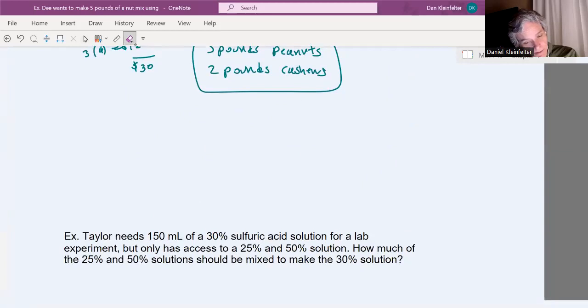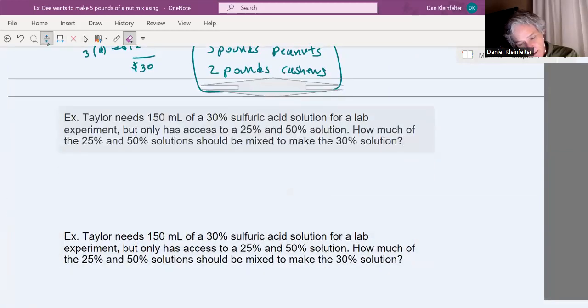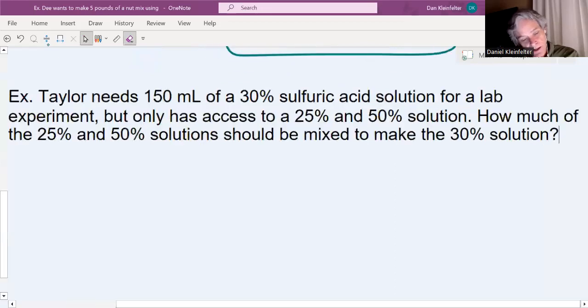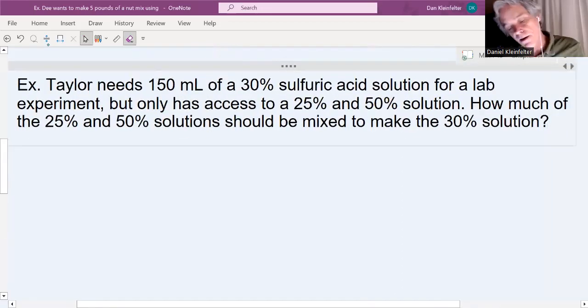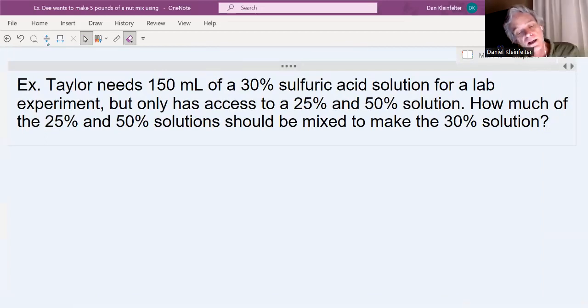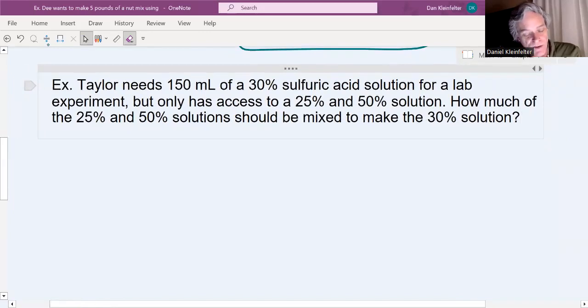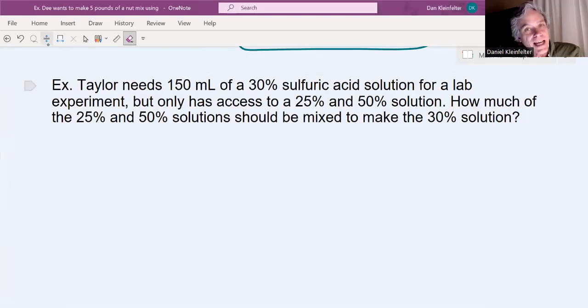Okay, next one. This one has got kind of a chemistry look to it, but it's really not as bad as it might seem at first. Here the story is that Taylor needs 150 milliliters of a 30% sulfuric acid solution for a lab experiment, but only has access to 25% and 50% solution. We want to know how much of each of the two solutions should be mixed to make a 30% solution. So if it bothers you about the acid, if you're thinking, okay, well, I never took chemistry or whatever, it doesn't matter. You can make this like fruit juice or something, okay? That part is not really relevant to the question.